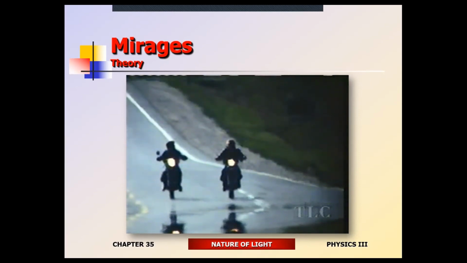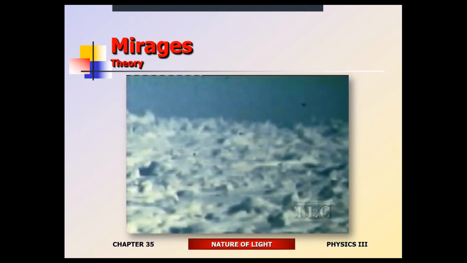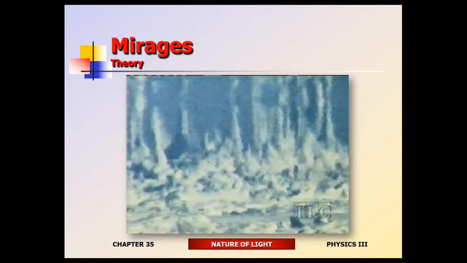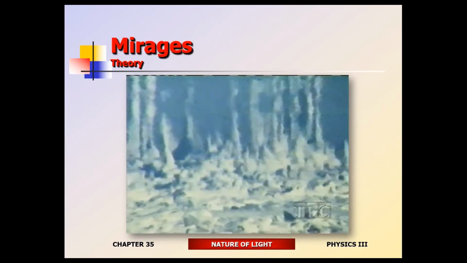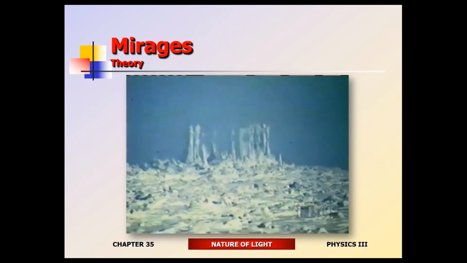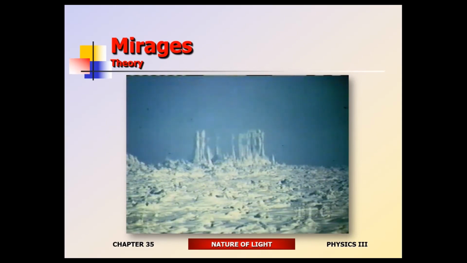A superior mirage causes things to appear higher than they actually are. These ice walls, known to sailors as the Fata Morgana, are actually a reflection of the surface ice. They don't really exist.